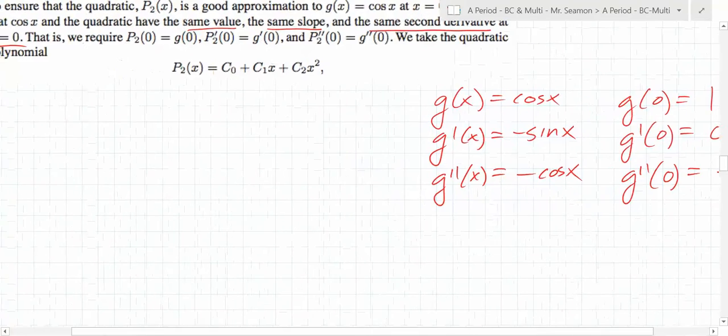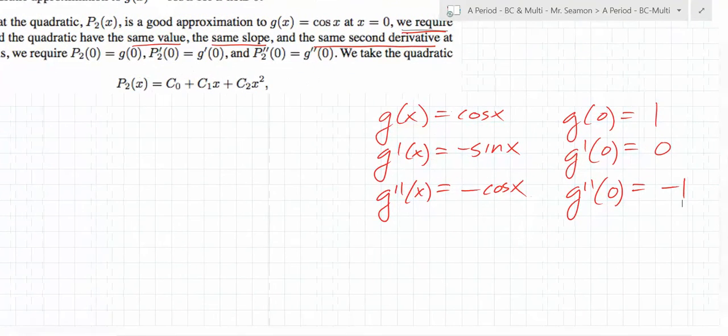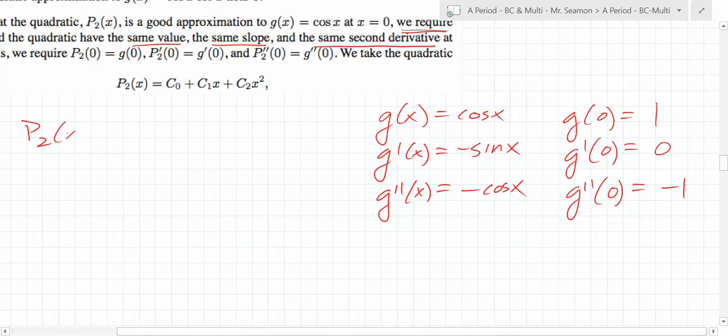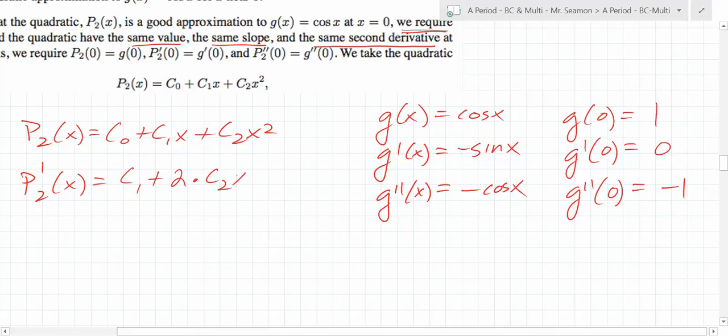Let's go back over to the polynomial that's going to be our estimate polynomial. It's a local quadratization. I just made that up. So we have P2 of x equal to some constant c naught plus C1 x plus C2 x squared. That's the grown-up way of saying ax squared plus bx plus c. What's the first derivative going to be? What happens to c naught? It's a constant, so it's gone. C1 plus 2 times C2 x.